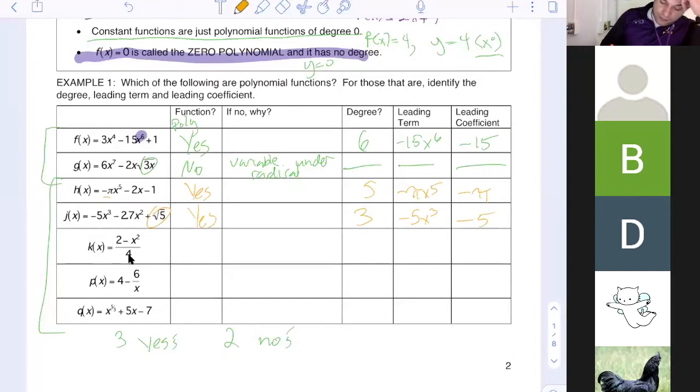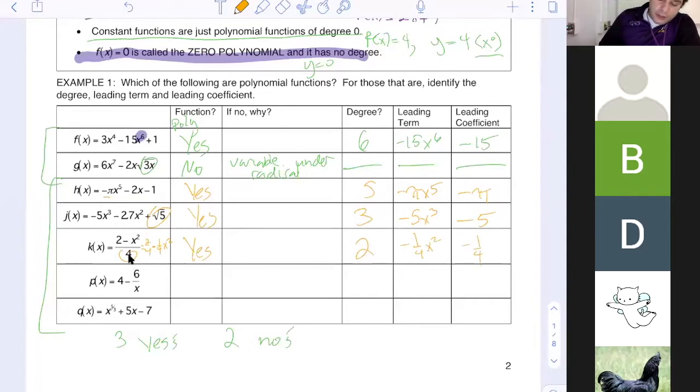K of x, it's a yes. I know we see a 4 in the denominator, but that's okay. You just can't have a variable in the denominator. But now this is where it gets a little tricky. The degree is 2. The leading term, that's the hard part. So we had to expand this so you could see the whole story here. So this is really 2 over 4 minus 1 over 4x squared. So my leading term is actually negative 1/4 x squared. And my lead coefficient is negative 1/4.